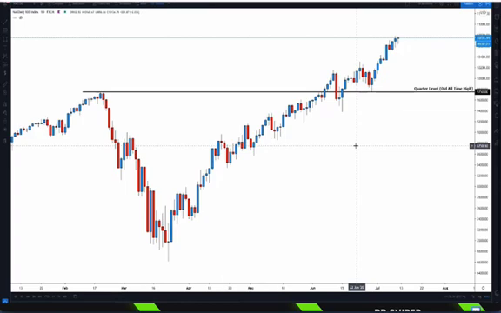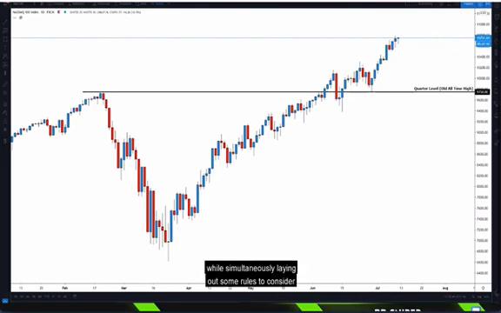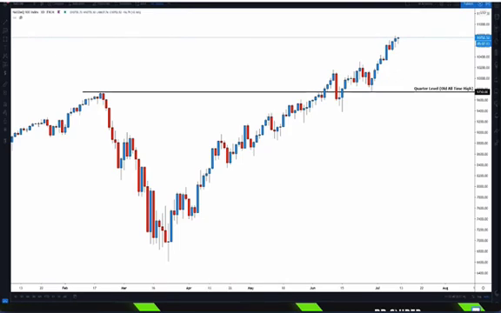Do you see it? What we're going to do is walk through this structure while simultaneously laying out some rules to consider when you are doing your multi-time frame analysis. Whether you're doing a top-down, whether you're getting into the smaller time frames, here are some things for your consideration.